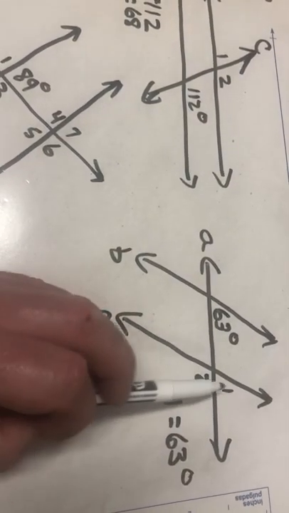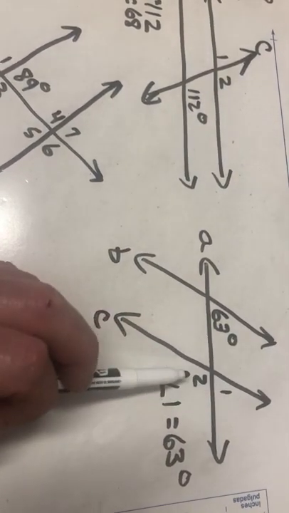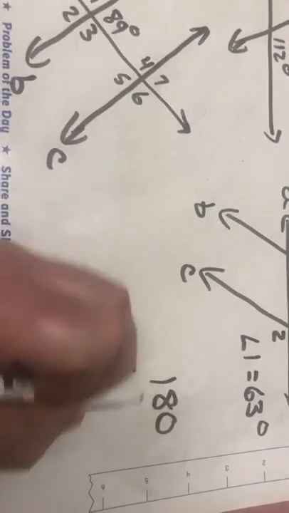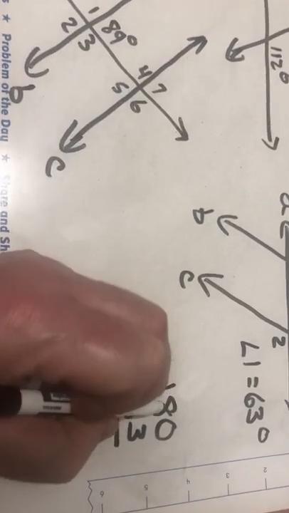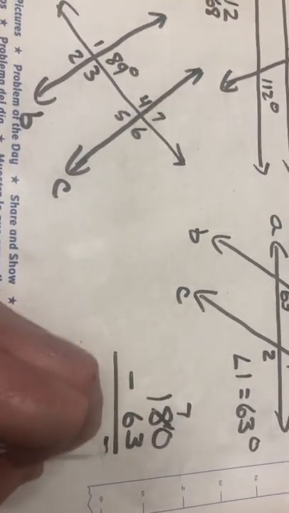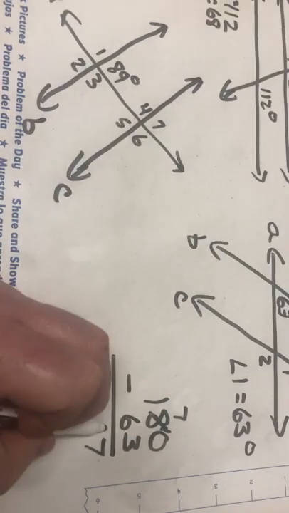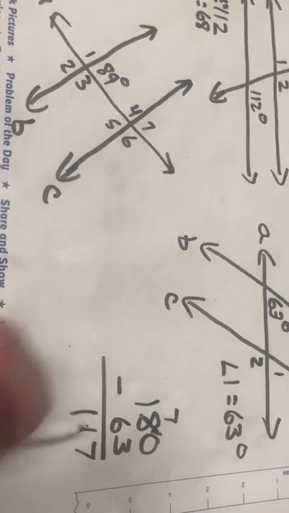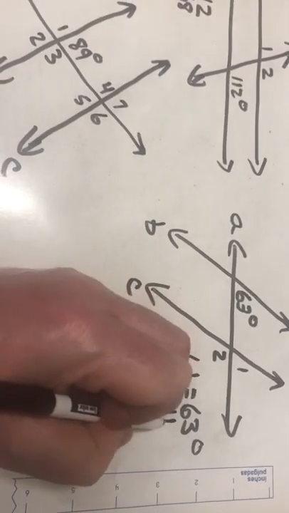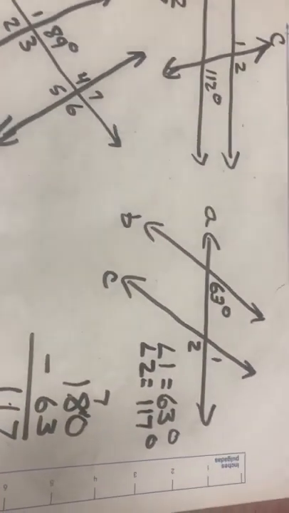So since angle 1 is 63 degrees, to figure out what angle 2 is, I've got to do 180 minus 63. I'm going to borrow from the 8. I'm going to make it a 7. Make the 0 a 10. 10 minus 3 is 7. 7 minus 6 is 1. 1 minus nothing is 1. I see that angle 2 is equal to 117 degrees.